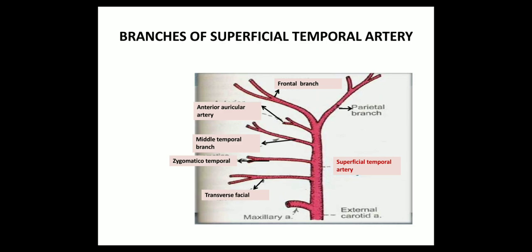Middle temporal branch runs in the temporal fossa deep to the temporalis muscle and supplies temporalis muscle and fascia. The terminal branches include anterior, that is frontal branch, and the posterior, the parietal branch. The anterior branch supplies the muscles and skin of the frontal region. It is quite tortuous and anastomoses with the branches of the ophthalmic artery. The posterior branch supplies the skin and the auricular muscles.